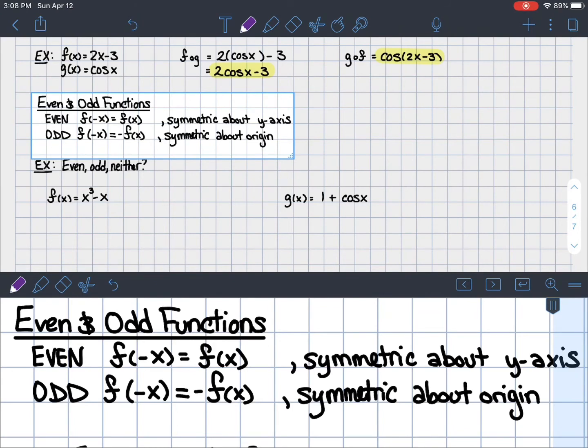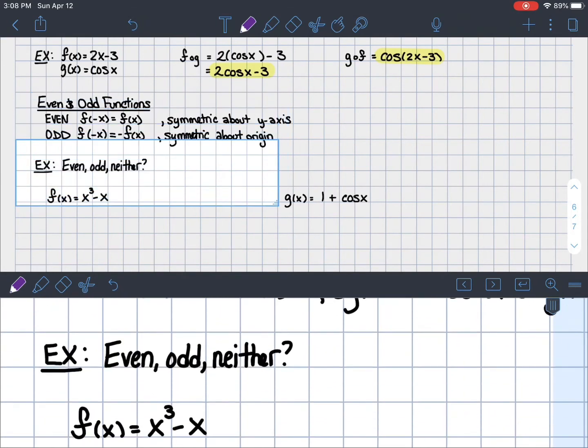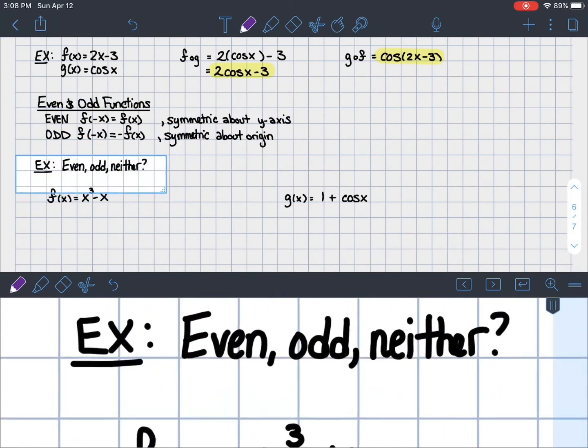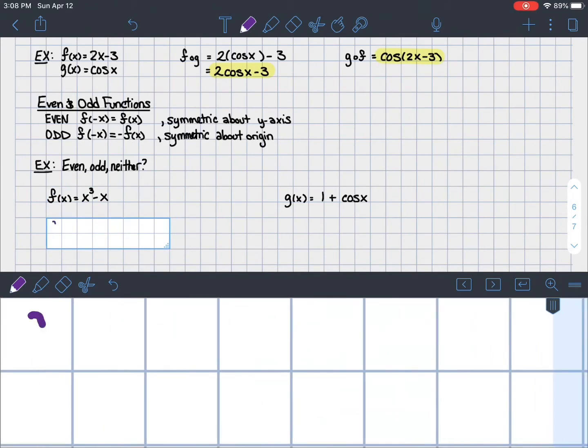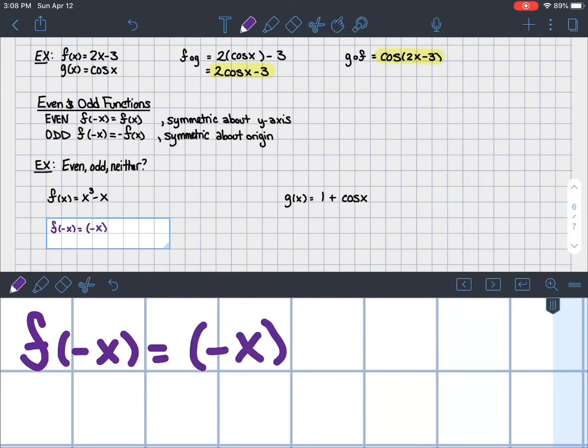Functions are even when you input the negative of the input and it outputs the same original function. And they're odd if when you input the negative of the input, it outputs the exact negative of the function. Here I'm doing two examples, even, odd, or neither.